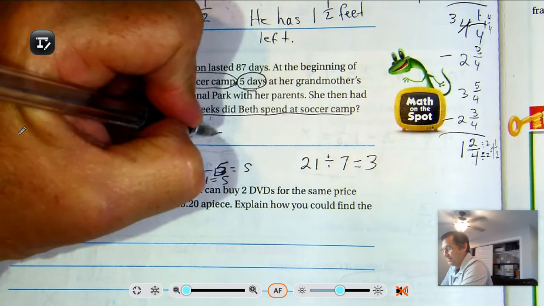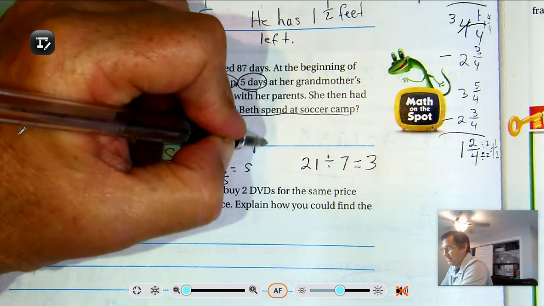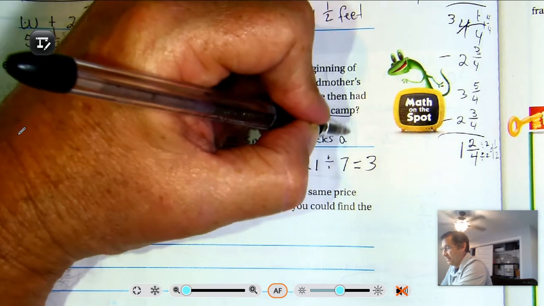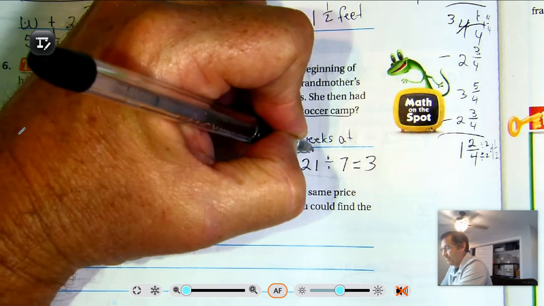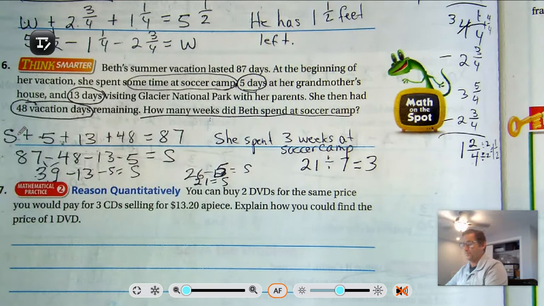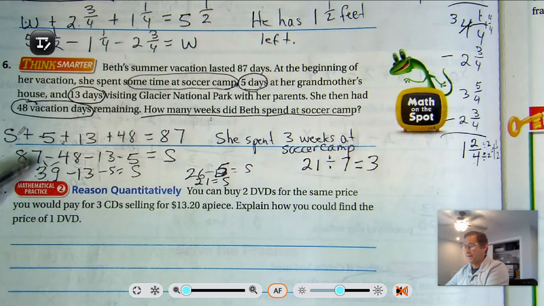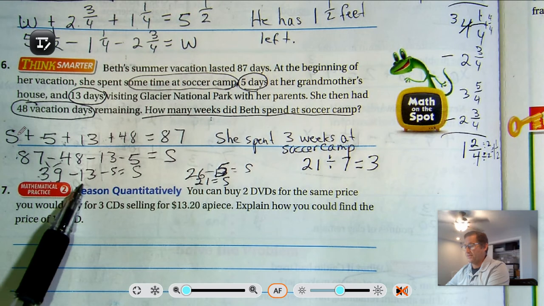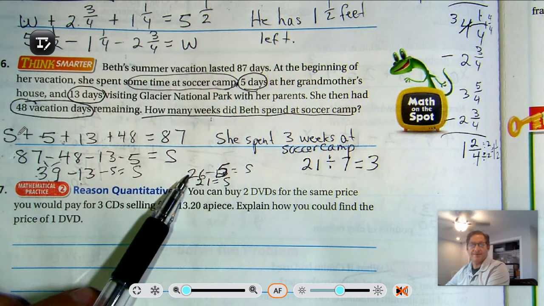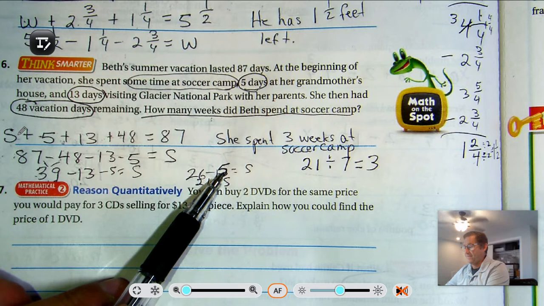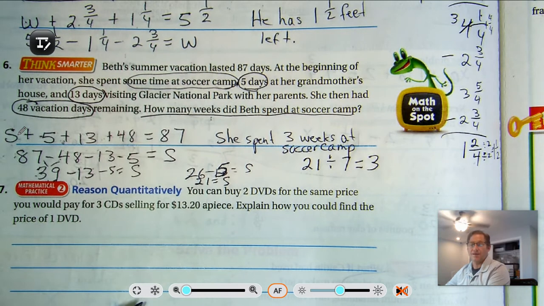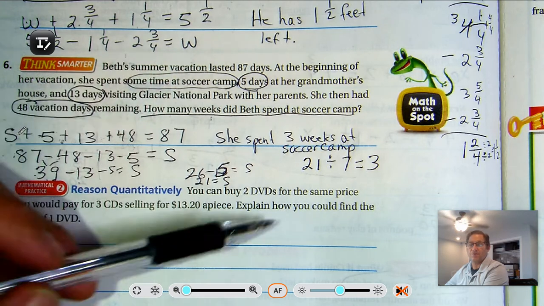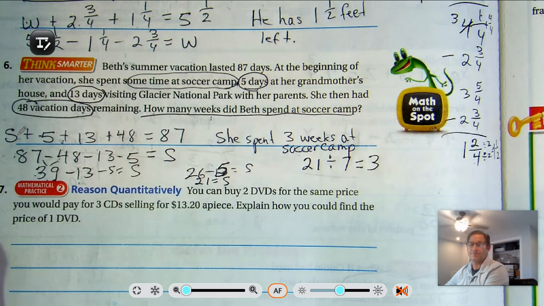So she spent 3 weeks at soccer camp. Okay, so all we did was subtract. 87 take away 48 gave me 39. I subtracted 13 from 39 and it gave me 26. I subtracted the remaining 5 and it gave me 21 days. But it didn't ask me how many days, it said how many weeks. So we have to convert those 21 days into weeks.